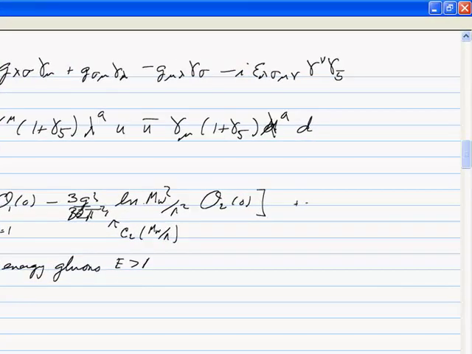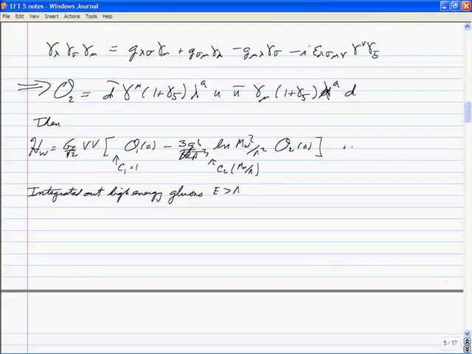With energies greater than some scale lambda. This is a very Wilsonian thing to do. You separate it into high and low, you integrate out the high stuff, but you still got the low stuff to do. This leads to an effective Lagrangian. Here it's traditionally written as a Hamiltonian, but it's the same thing, where the coefficients depend on that scale.